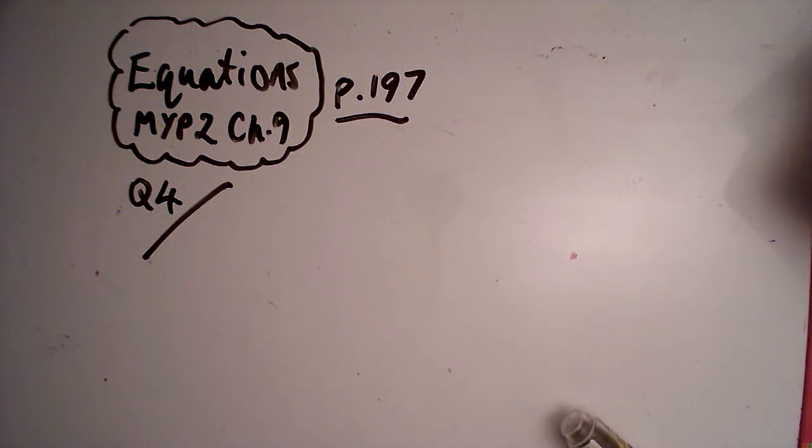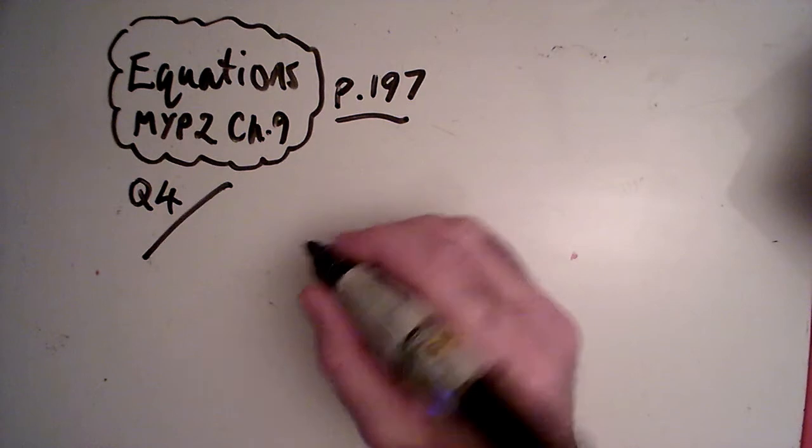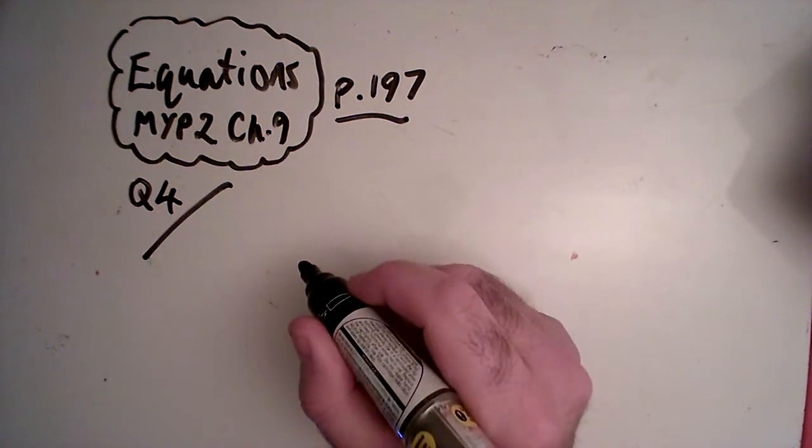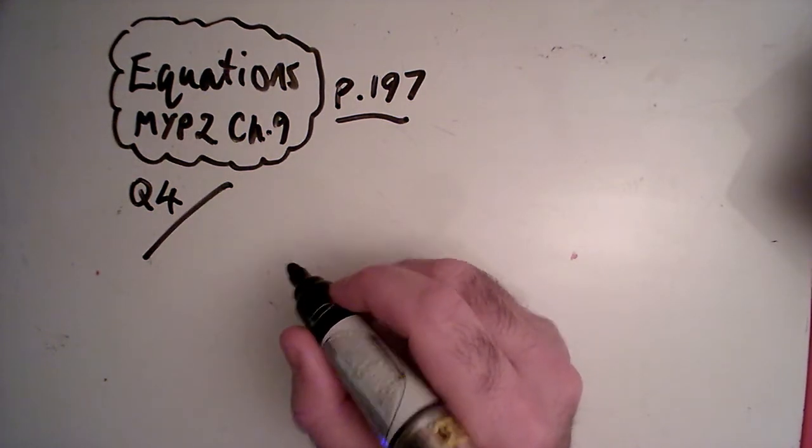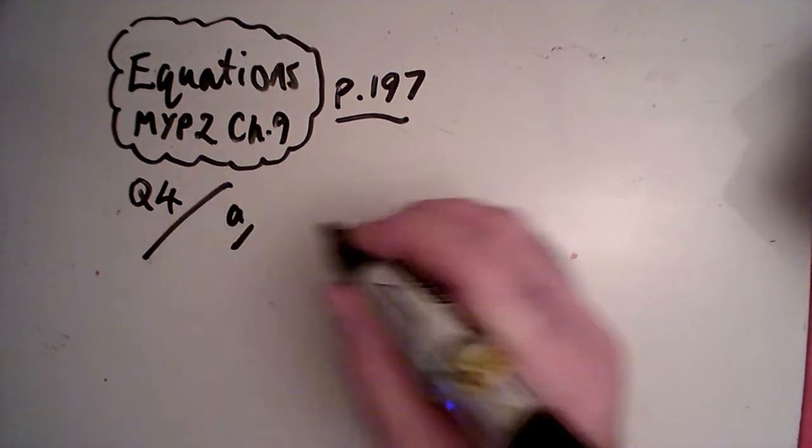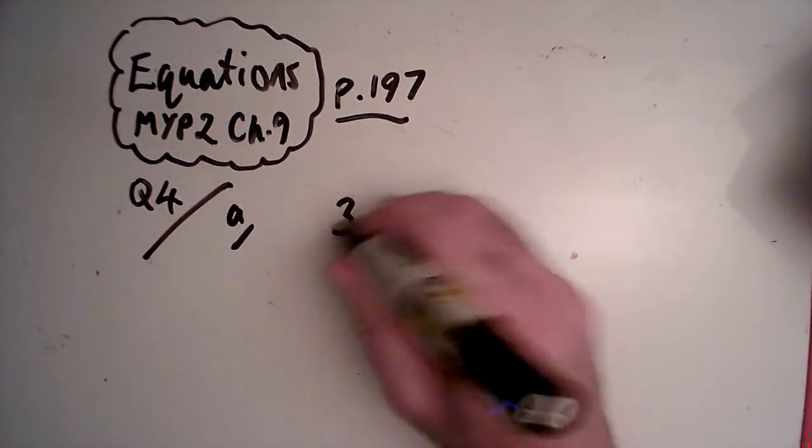Okay, a quick video explaining algebra questions from the MYP2 book, chapter 9, page 197, question 4. I'm just going to whiz through these at top speed. Question 4a. So you've got to solve all of these for x.